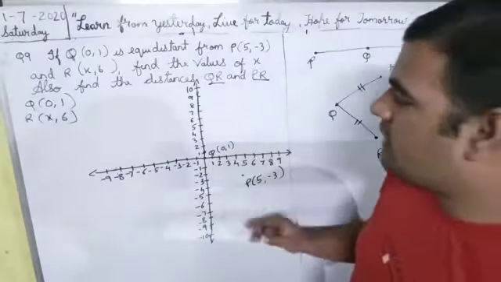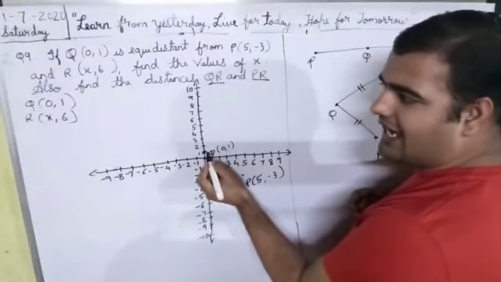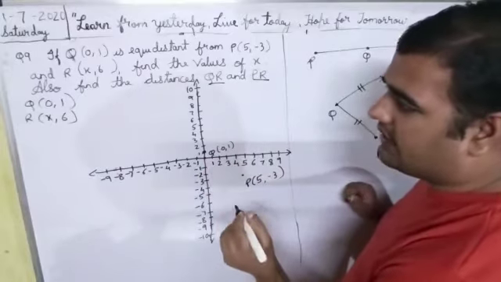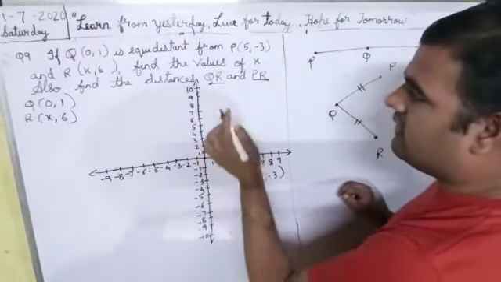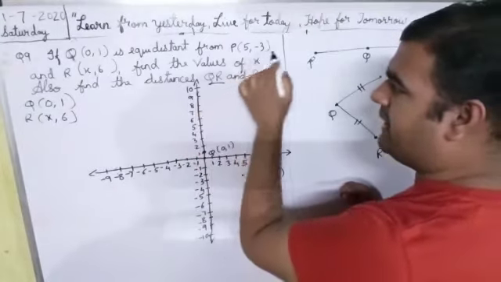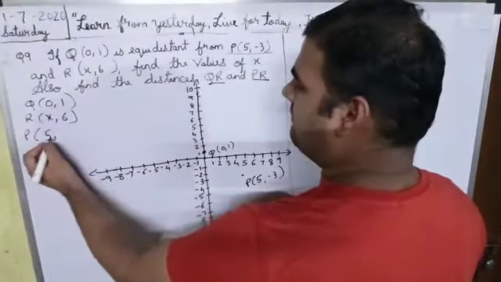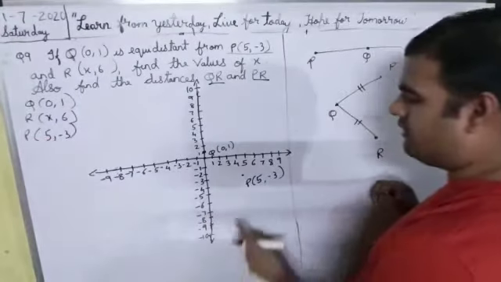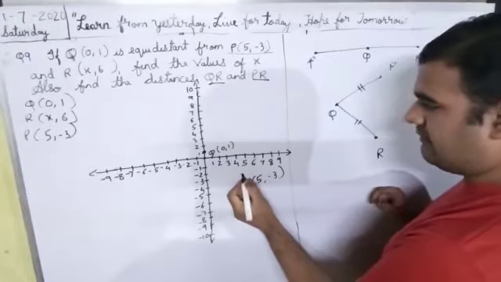Now locate the points. Q is (0, 1), so here is Q. Then R is (x, 6). We will see that afterwards. We have P also, which is (5, -3). So we will look at P first. X is 5 and Y is -3, so it is coming here.